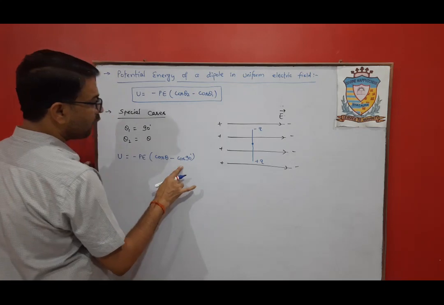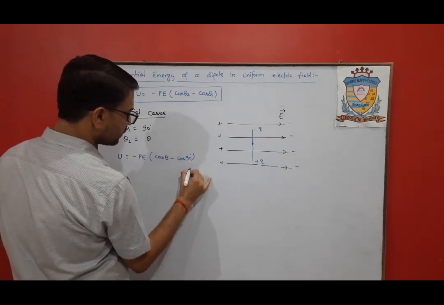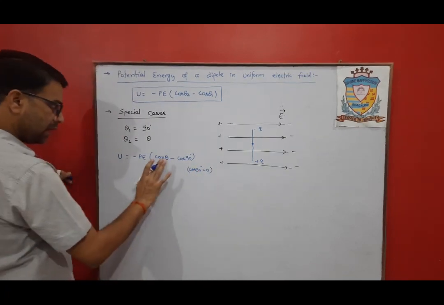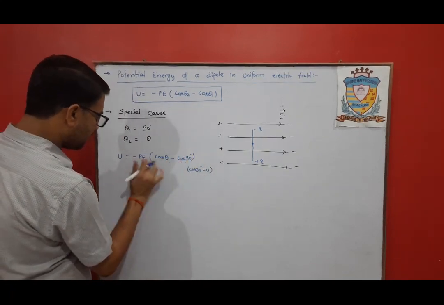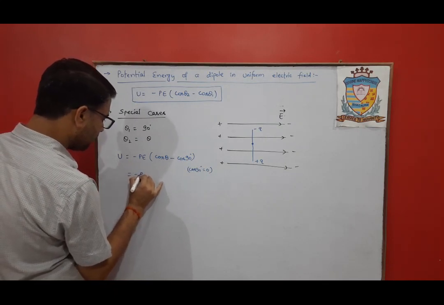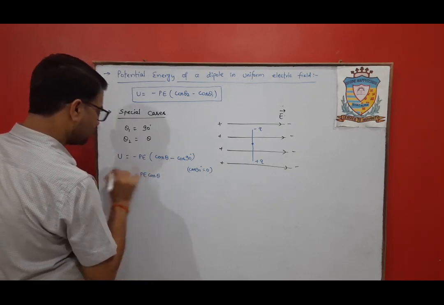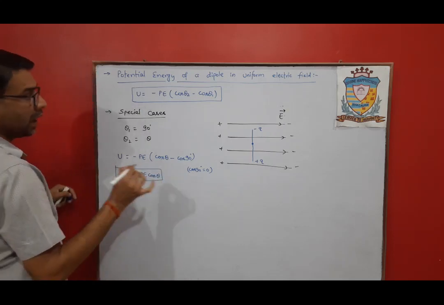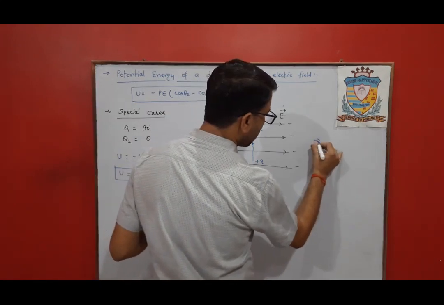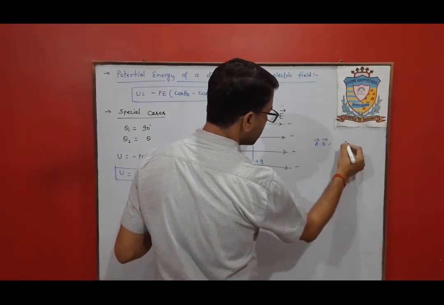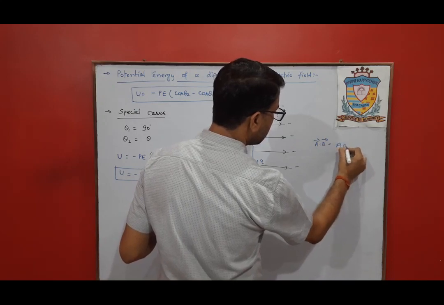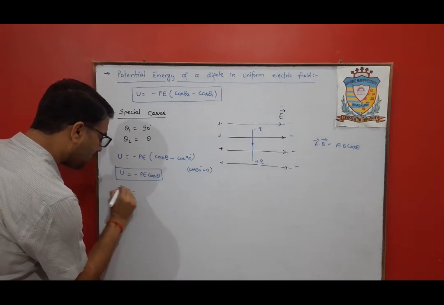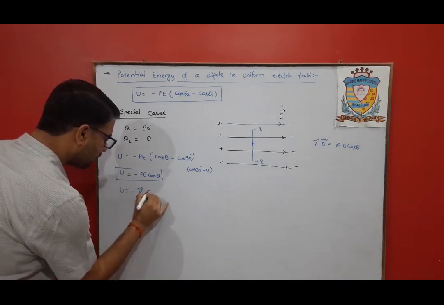We know that the value of cos 90 degrees is 0. That means this one will cancel out. Here what we have now is minus Pe cos theta. So u is equal to minus Pe cos theta, and we know that from vector algebra, vector a dot vector b is equal to ab cos theta. So this can also be written as minus P dot E.